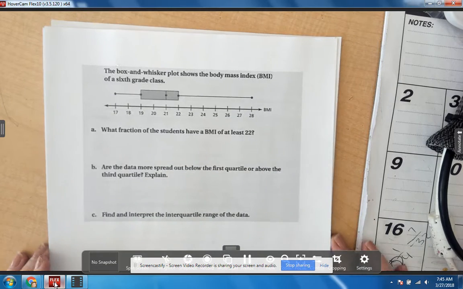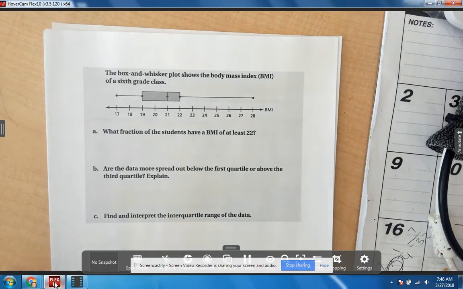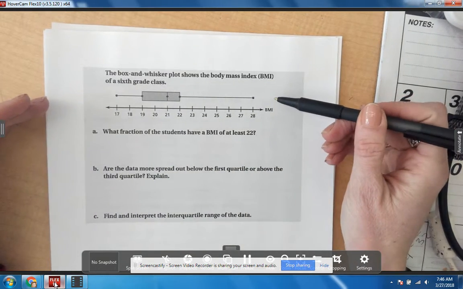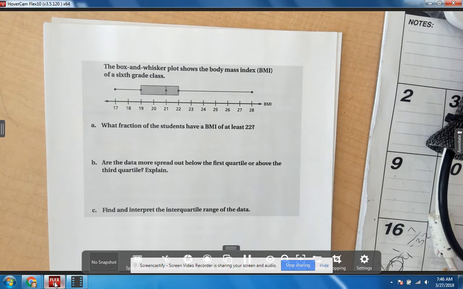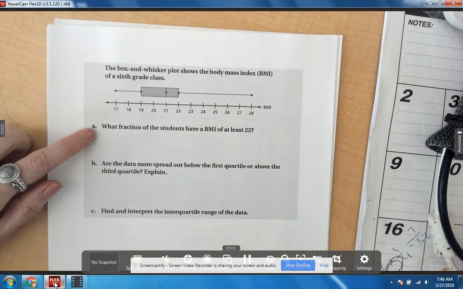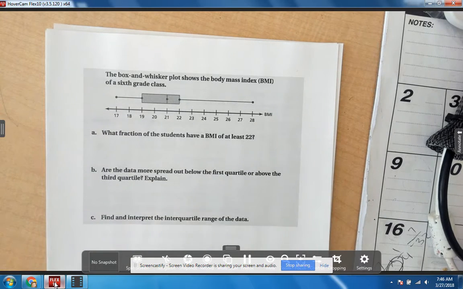All right, so if you finished the last one, now we're going to take one that's already done. This is a box and whisker plot that's already done, and we're just going to answer some questions about it. It says the box and whisker plot shows the body mass index, or the BMI, of a 6th grade class. What fraction of the students have a BMI of at least 23?